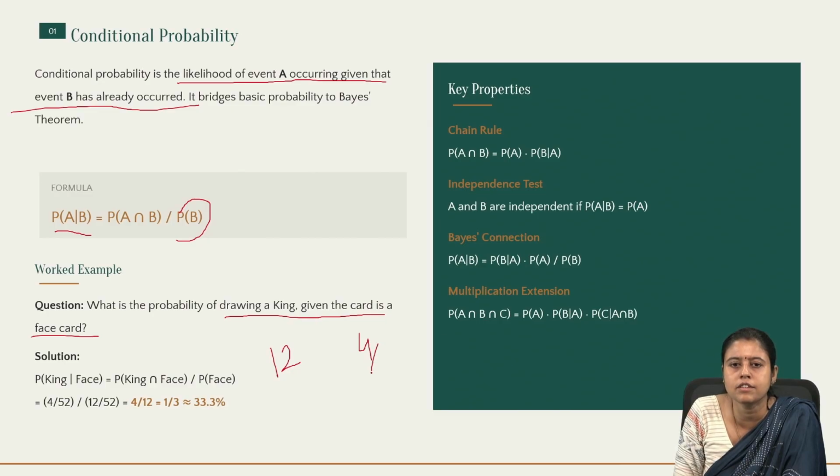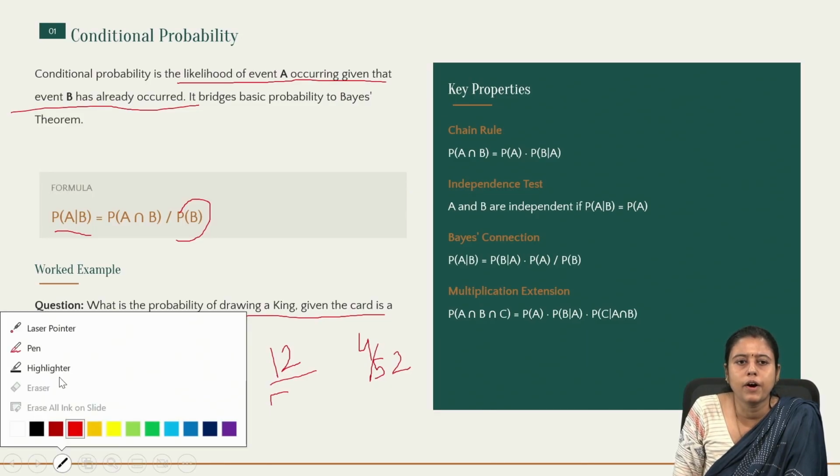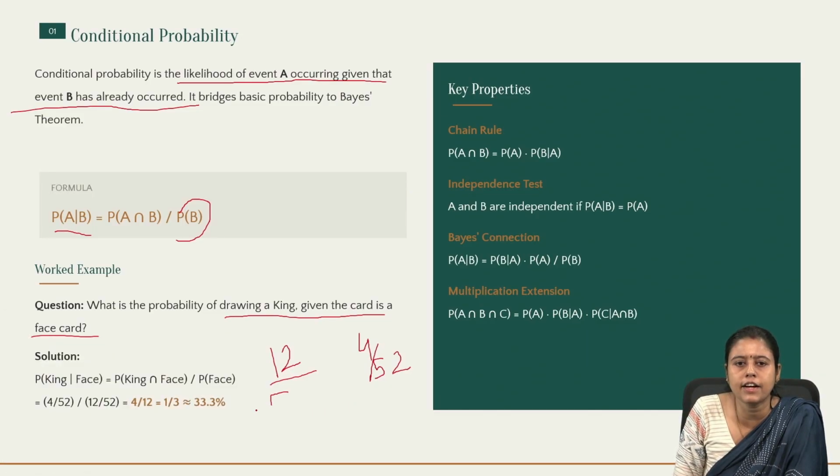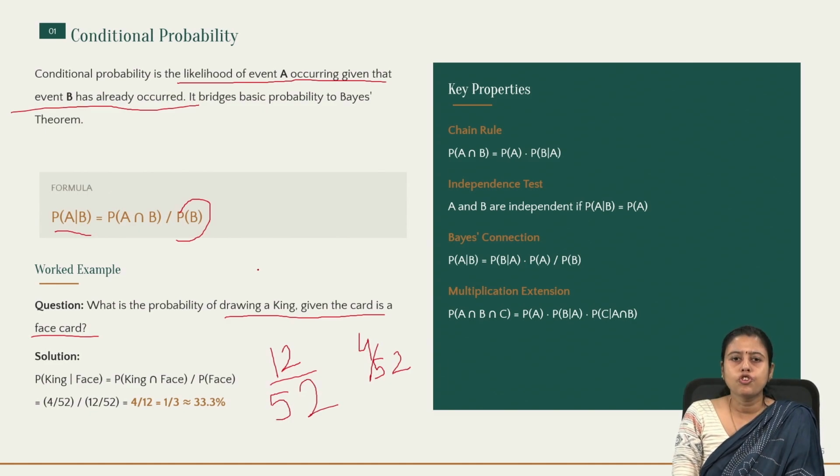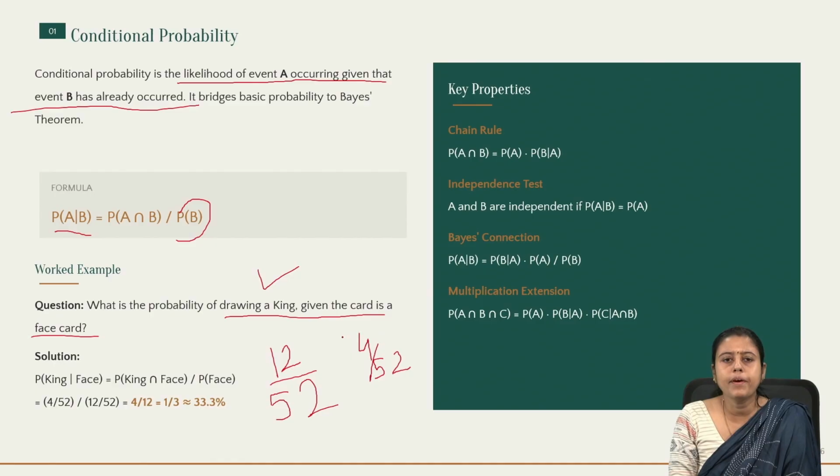Already we discussed, it is 4 by 52. What is the chance of getting a face card? Face card is 12 by 52. Now what is our condition? Our condition is drawing a king given the card is a face card. So P(A) is king, P(B) is the face card.